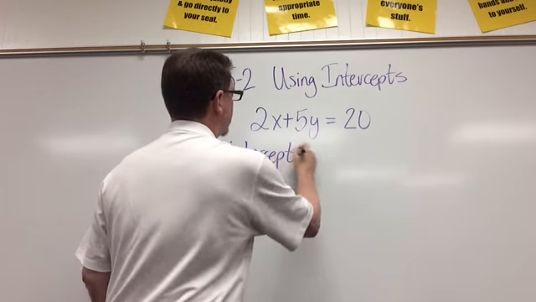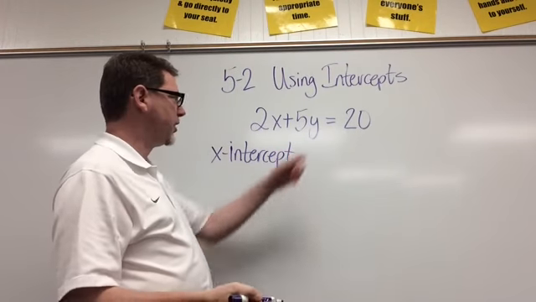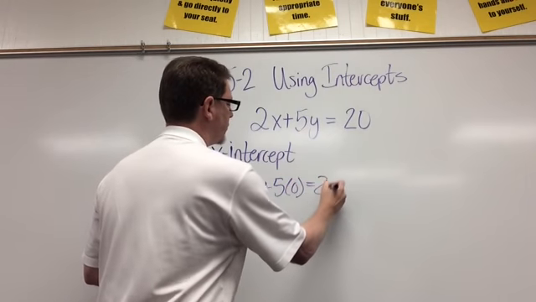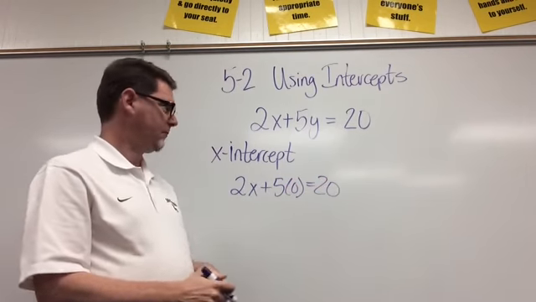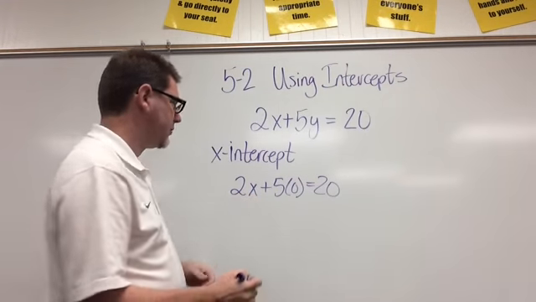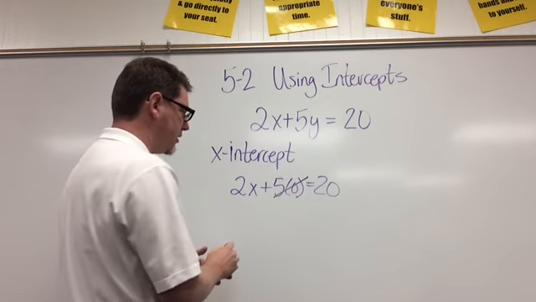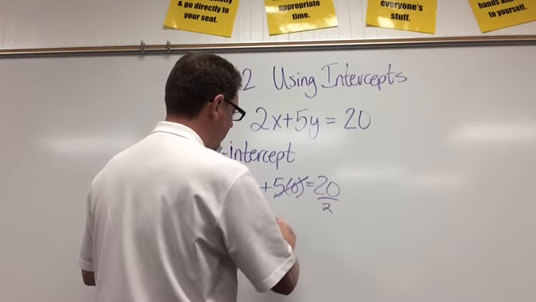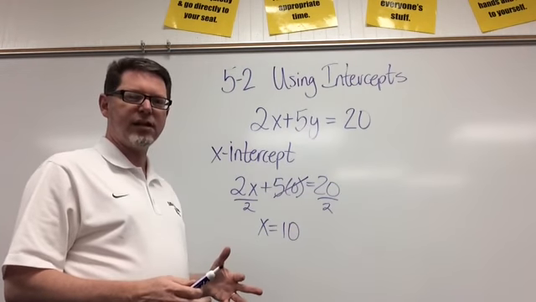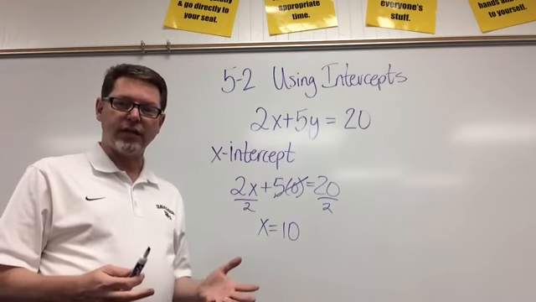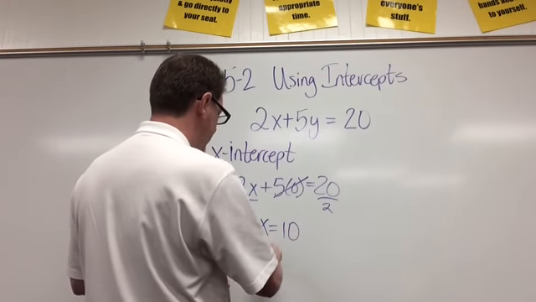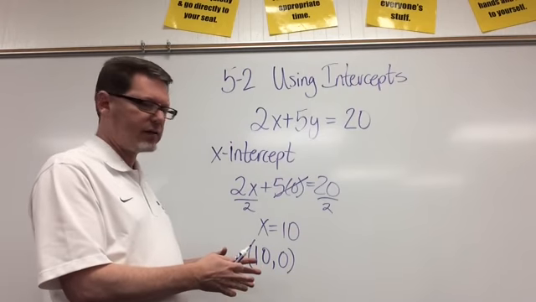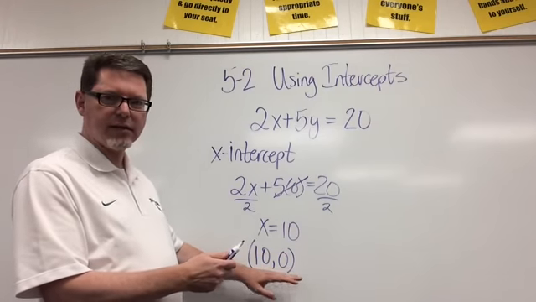So I know that for my x-intercept, the y value is 0. So I'm going to plug in 0 for y. So I have 2x plus 5 times 0 equals 20. Now I'm going to find the x, to find the x-intercept. I know that 5 times 0 is 0, so I can just cross that out. If 2x equals 20, I divide both sides by 2, so x equals 10. So my x-intercept is 10. Now if I needed to write that as an ordered pair, then it would be 10, comma, 0. That's where my line crosses the x-axis.